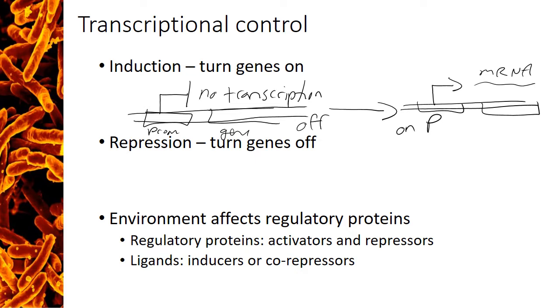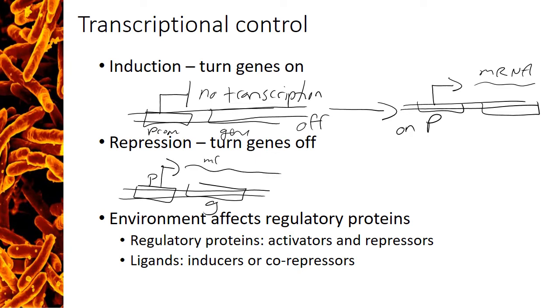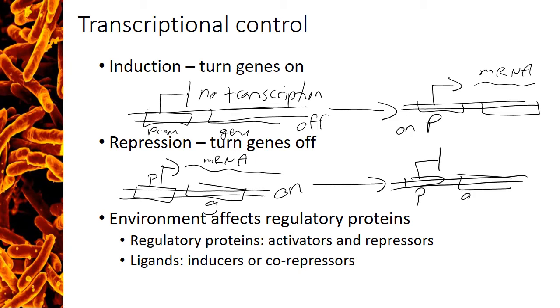Repression is the opposite. So in repression, we've started with a gene. Here's our promoter and the gene. And we've started with a gene that is on. So we are making messenger RNA. The gene is being transcribed. Some environmental change happens, and in response to that environmental change, we've now shut the gene off, so we're no longer getting any transcription from the gene itself.